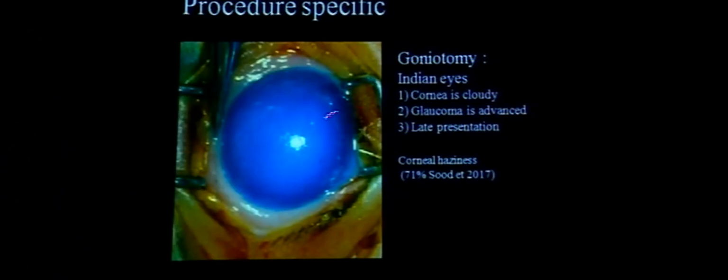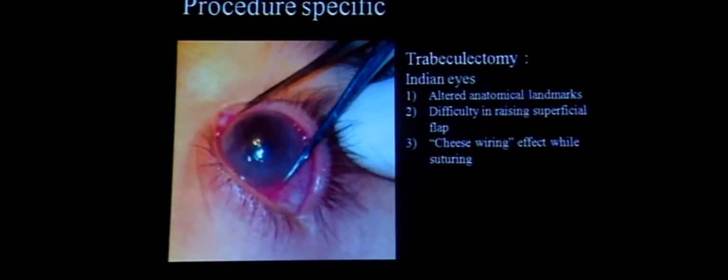Procedure-wise, in Indian eyes, a goniotomy is difficult to perform because many of them present with cloudy corneas. The glaucoma, when they present, is fairly advanced because of their late presentation. In our study, 71% of eyes presented with corneal clouding. The same would apply to trabeculectomy and therefore to the combined procedure. The anatomical landmarks in the buphthalmic eye are difficult. Raising the superficial flap, whether triangular or rectangular, is difficult, and because of the thin sclera, you often have a cheese-wiring effect as you're suturing along.